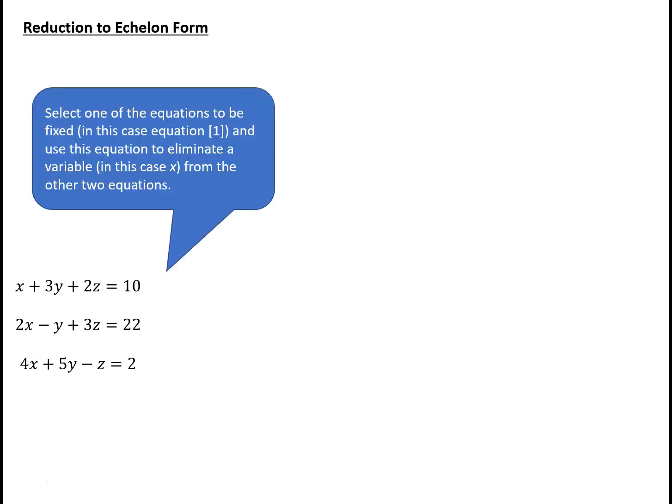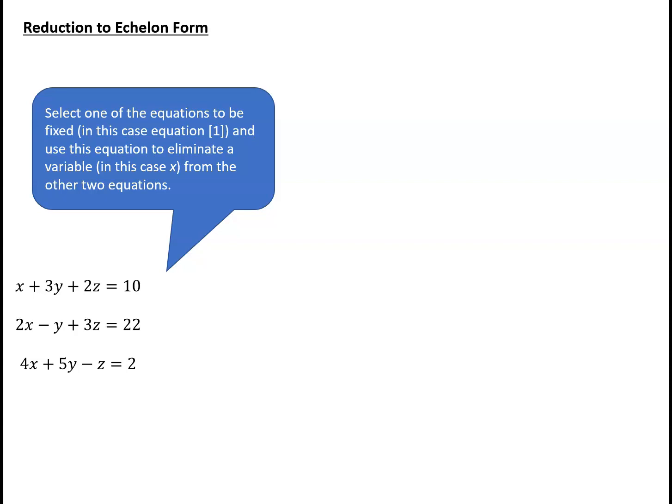So, starting with the equations x plus 3y plus 2z equals 10, 2x minus y plus 3z equals 22, 4x plus 5y minus z equals 2. The first thing we must do is to select one of the equations which is going to be fixed. In this case, I'm going to select equation 1, the first of the 3 equations, and I'm going to use this equation to eliminate one of the variables from the other 2 equations. Since equation 1 has got just a single x in it, it's by far the easiest thing to try and eliminate from equation 2 and equation 3.